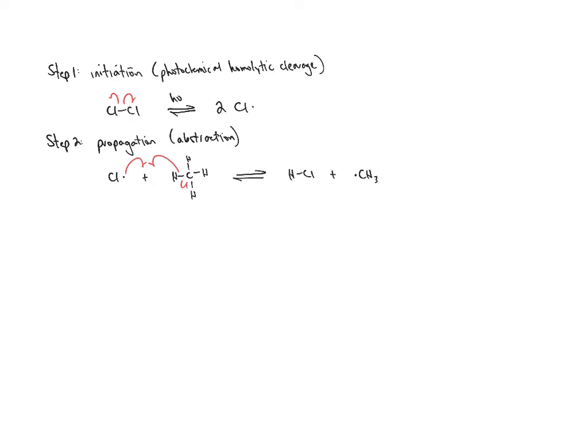Okay, now let's write in some of our bond dissociation energies. So the BDE for the CH bond is 105 kcals per mole. The BDE for HCl is 103. Now this is a +2 difference, but 2 kcals per mole is not a high enough energy barrier to prevent this reaction from occurring. And so the reaction continues. So we have step 3 now. Step 3 is another propagation step.